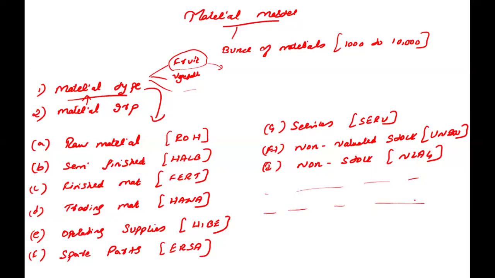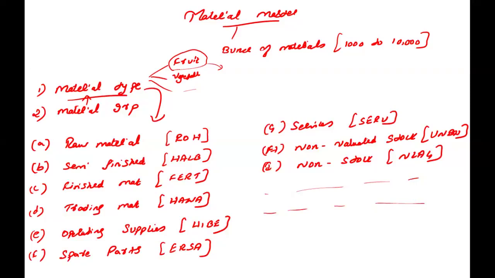Then you have the finished material. Finished material is nothing but it is ready to sell. Everything is done and it is ready to sell. Once the raw material is converted to semi-finished material, you take that semi-finished material and assemble everything, and then you have the finished material ready for selling. Whatever material will produce revenue for your company, that material is called a finished material.